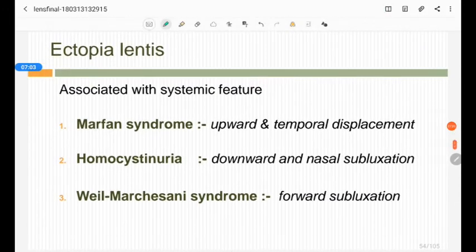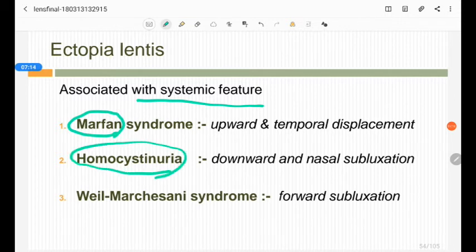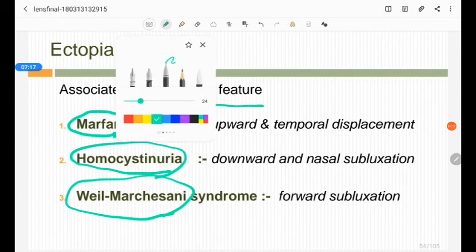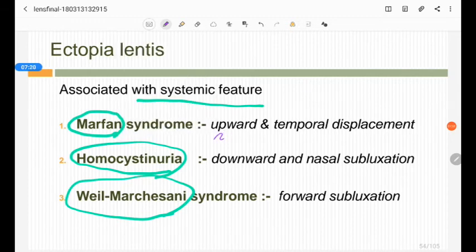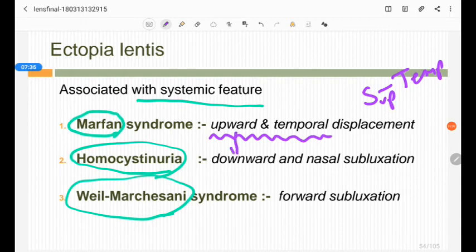This is a very important slide. Ectopia lentis is associated with various syndromes, that is Marfan syndrome, homocystinuria, and Weill-Marchesani syndrome. So, the direction of displacement of the lens is again very important. It displaces upward and temporal in Marfan's, that is, it is superotemporal displacement. In homocystinuria, it is entirely opposite. It goes downward and nasal in homocystinuria. In Weill-Marchesani, it can be in any direction. Usually it is forward subluxation of the crystalline lens.